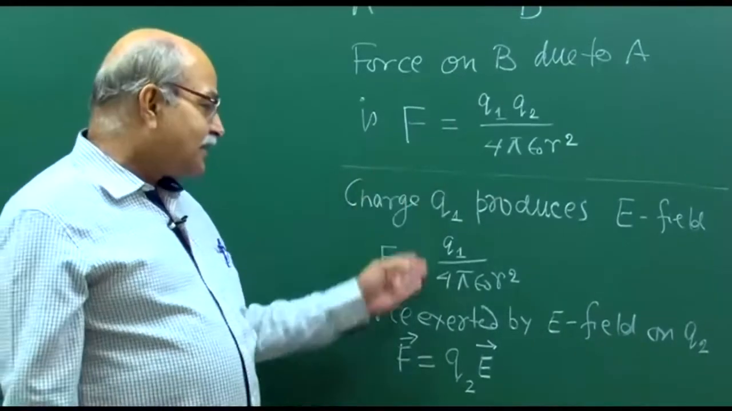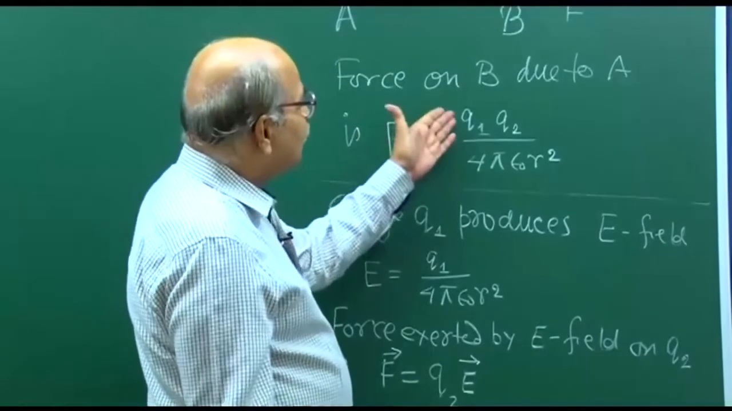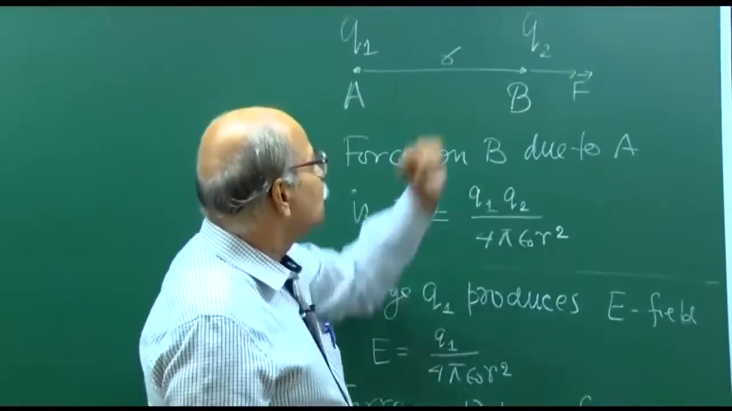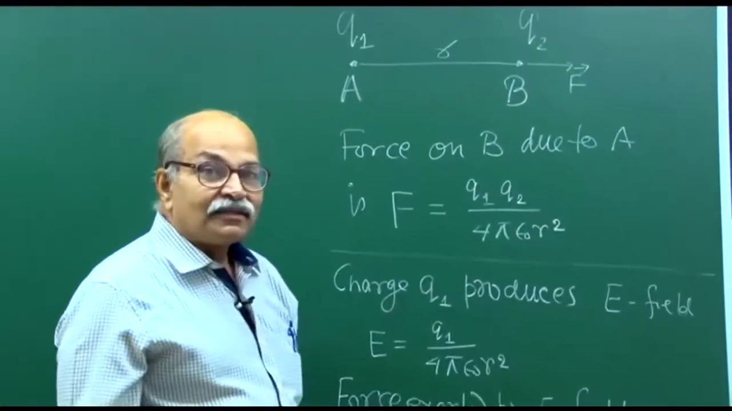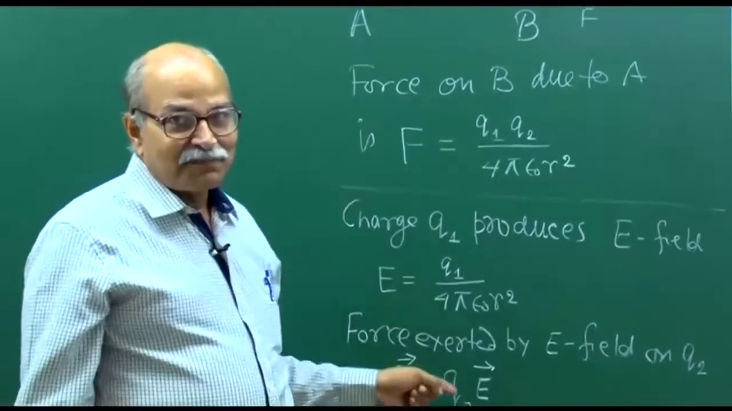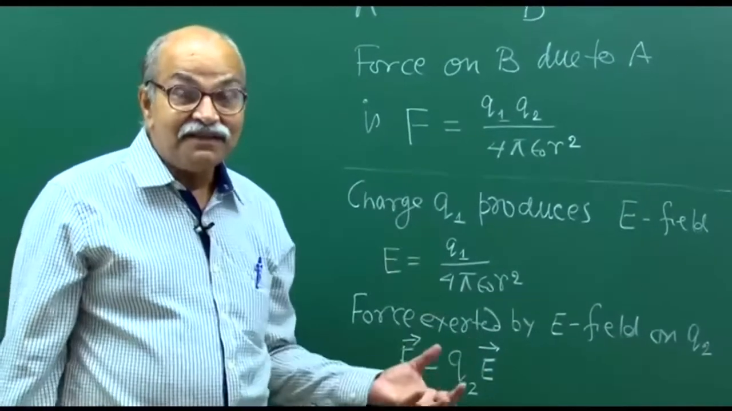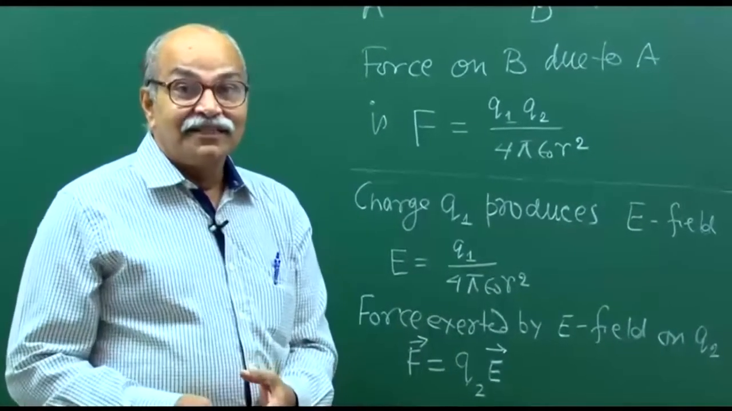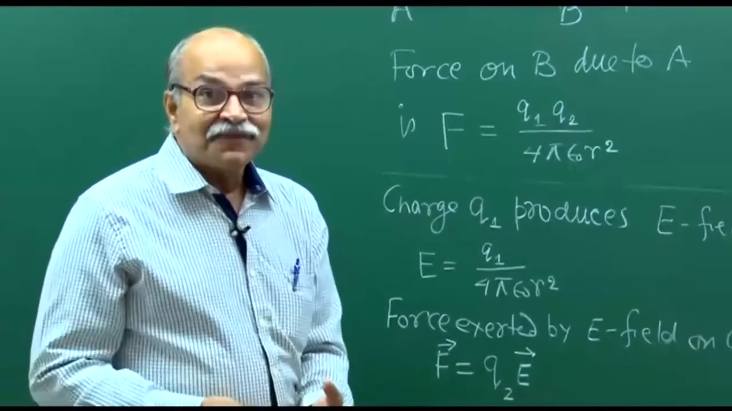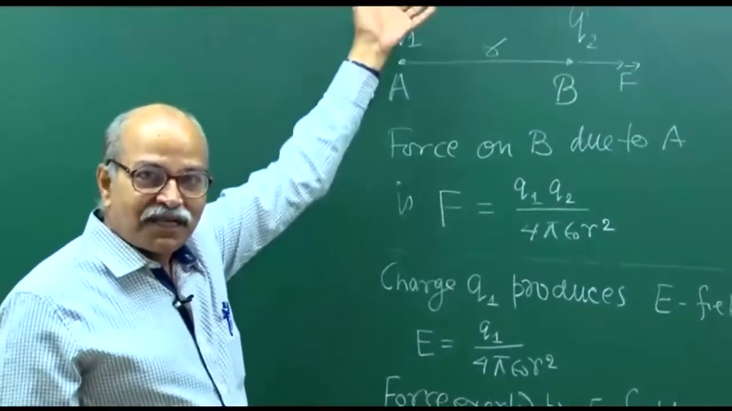So, why go through this tedious process when I could have said that, fine, the force is given by Q1 Q2 by 4 pi epsilon naught r square and Q1 is exerting force on Q2. I still emphasize that it is a two-step process and one must understand this, because electric field is a real entity. Electric field is just like you have matter, you have field. The field is very much there, whether this Q2 is there or not, the field is there.